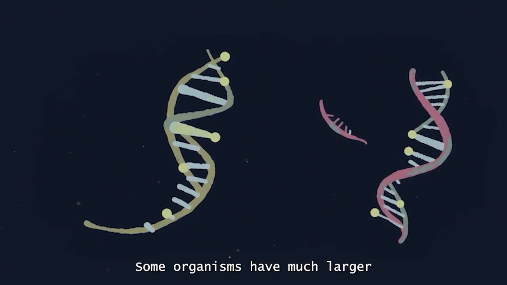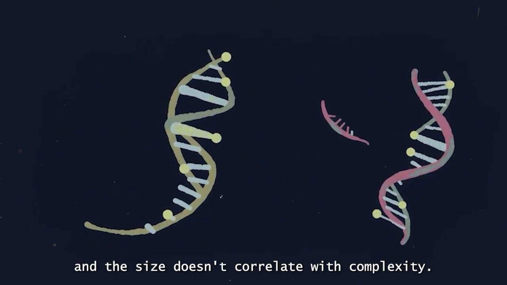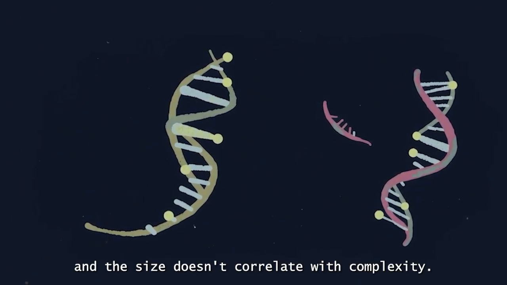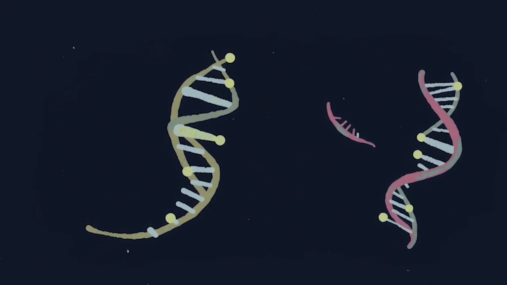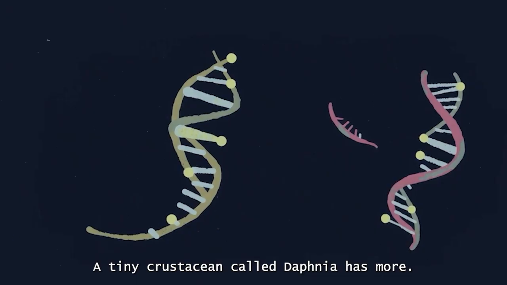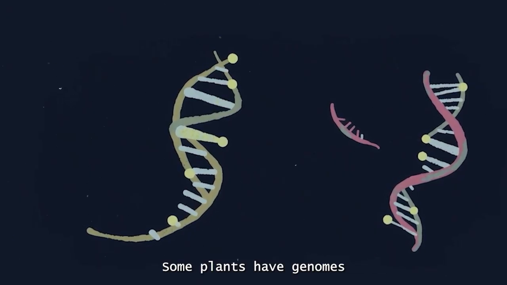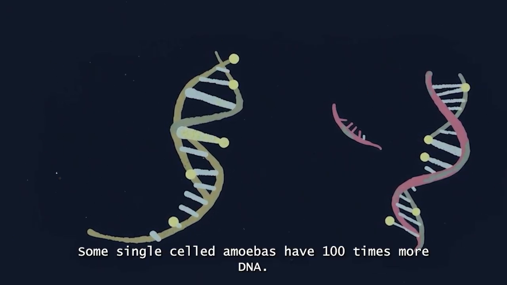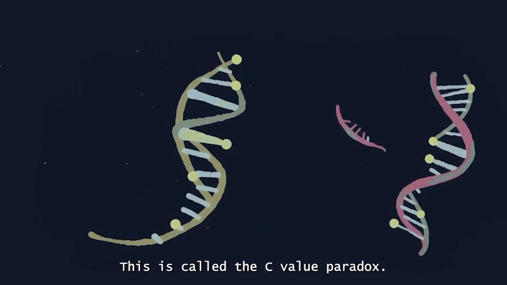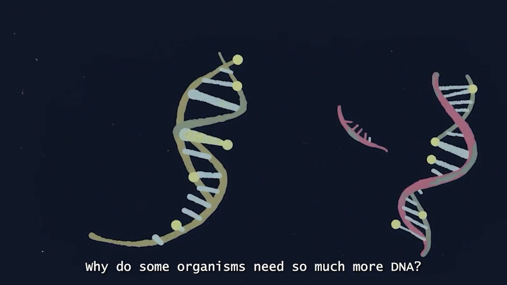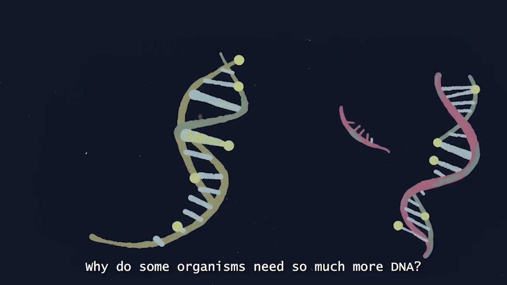Some organisms have much larger genomes than others, and the size doesn't correlate with complexity. Humans have about 3 billion base pairs of DNA. A tiny crustacean called Daphnia has more. Some plants have genomes 10 times larger than humans. Some single-celled amoebas have 100 times more DNA. This is called the C-value paradox. Why do some organisms need so much more DNA?